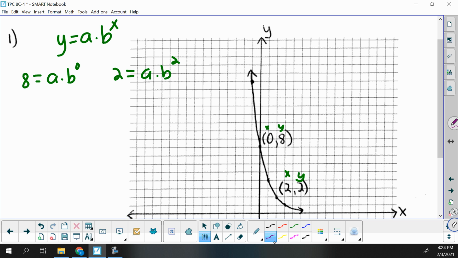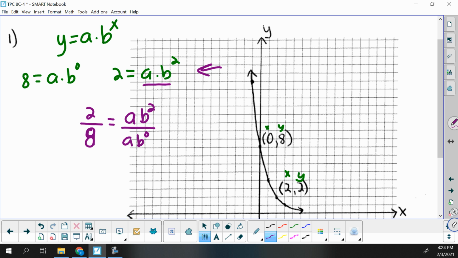So now this is the big new thing. When we have our 2 equations, we're going to divide our equations. And we'll always put the equation with the bigger exponent on top. 2 is bigger than 0, so we'll start with this one. So we're going to take the 2 from the left side of that equation over the 8 from the left side of the other equation. Then we're going to take the ab squared from the right side of this equation over ab to the 0 from the right side of the other equation.